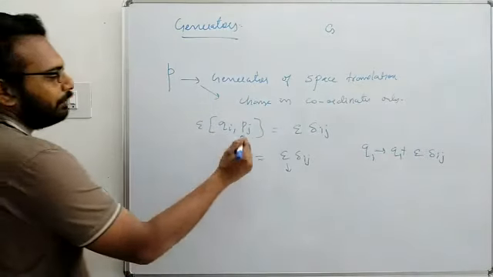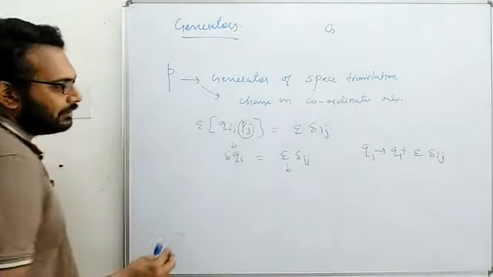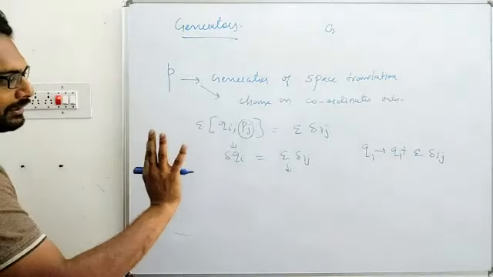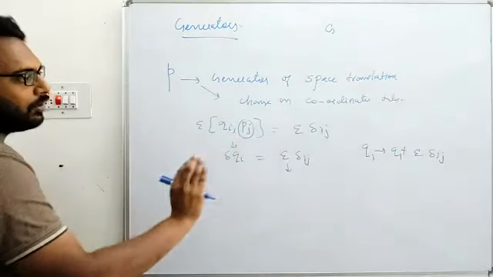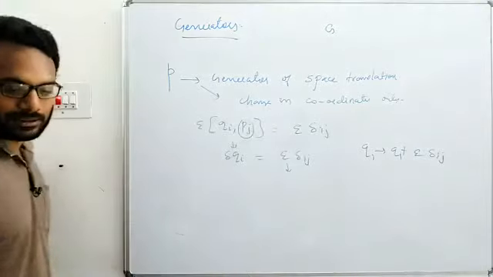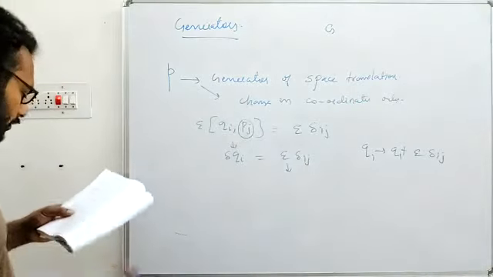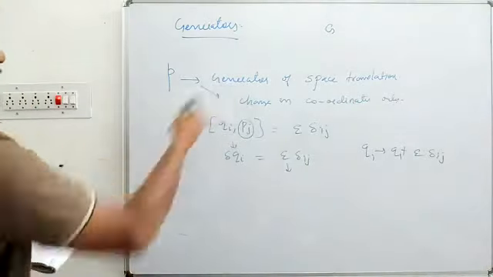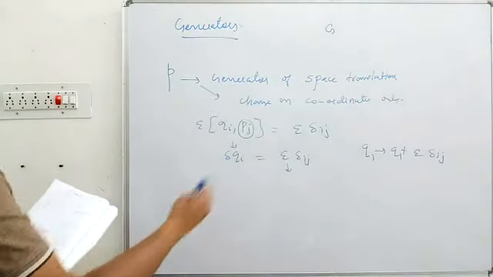Because if P is the generator, momentum is the generator, it generates a transformation, a change only in the corresponding coordinates. Now, so we can say that momentum is the generator of translation in coordinates or change in coordinates.